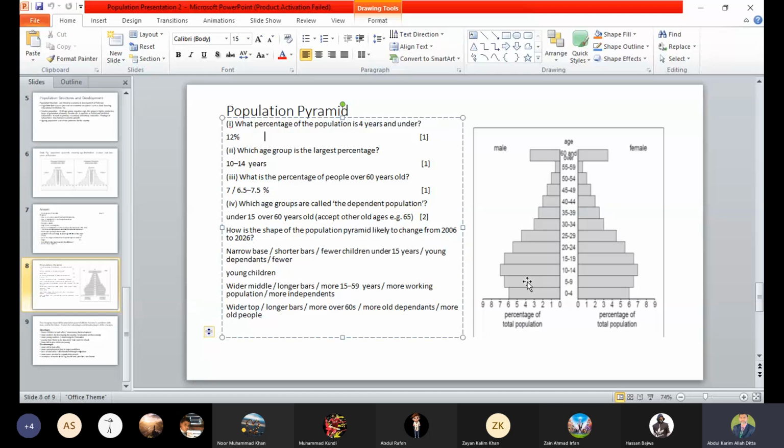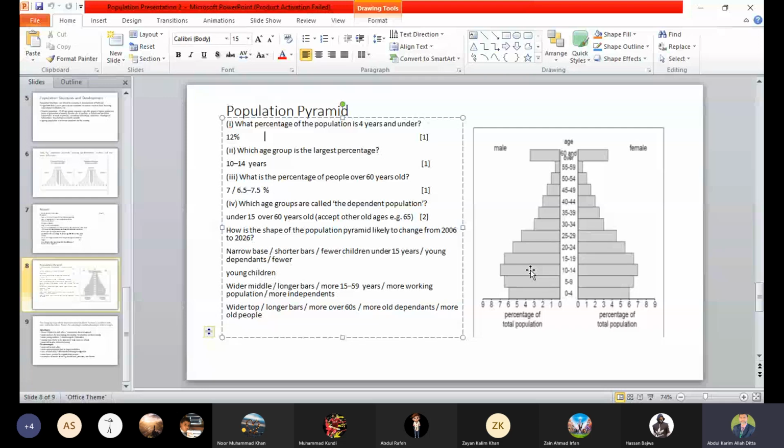Number 2, which age group is the largest percentage? Check the bars. Sir, 10 to 14. Yes. So you will see the bars, my dear, because these bars are showing the percentage. So between 10 and 14, over 10 and under 14, that is the age group where we have the largest percentage of population.